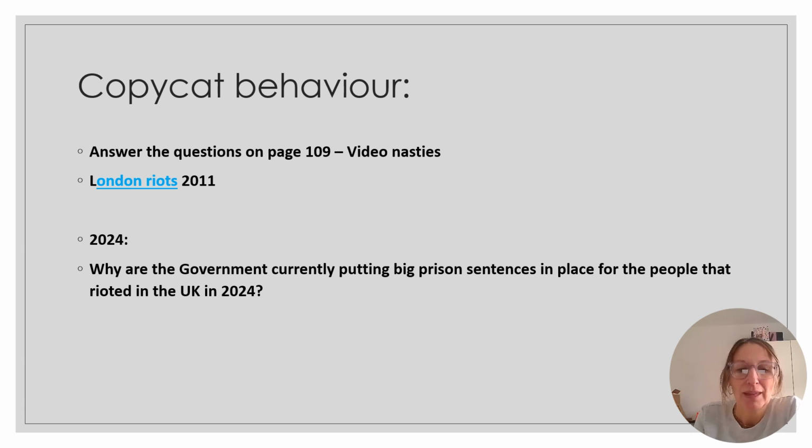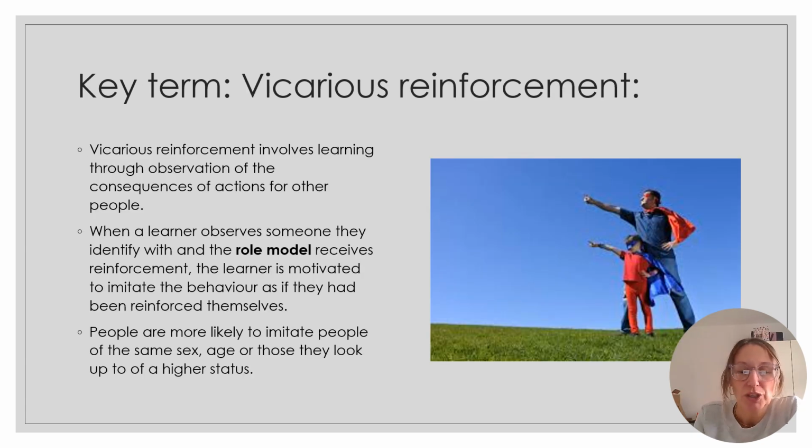So that is a really good example of how social learning theory is used in everyday life as well. Then vicarious reinforcement, we've talked a little bit about this, involves learning through the observation of the consequences of the actions of other people.